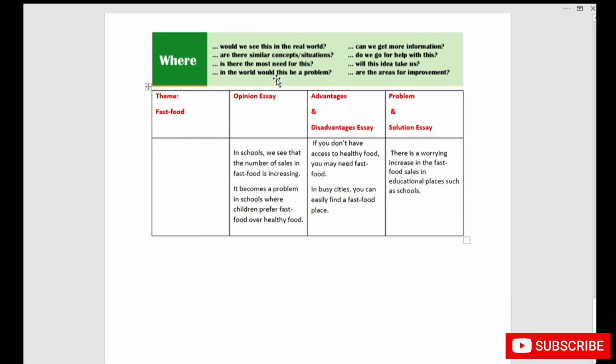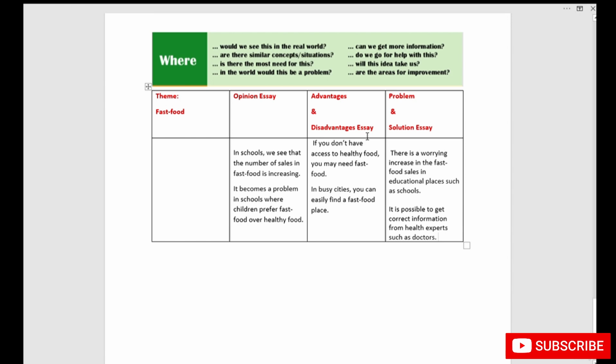And for this, where can we get more information? It can go to problem and solution part, where you are talking about the possible solutions. You can say, for example, it is possible to get correct information from health experts such as doctors or dietitians.